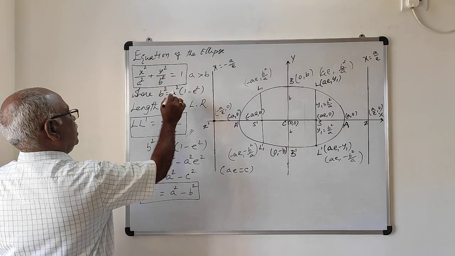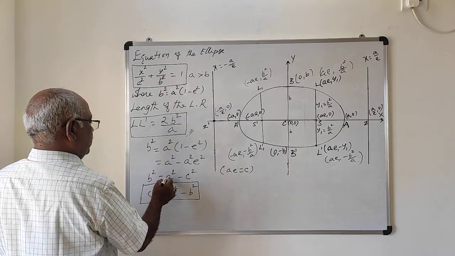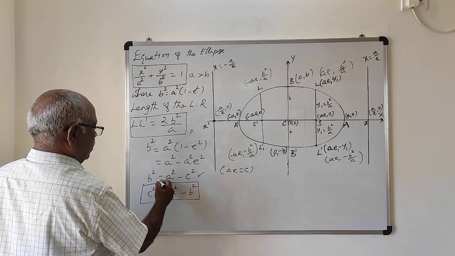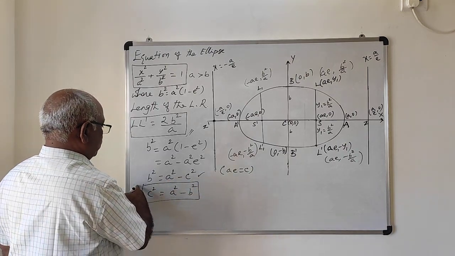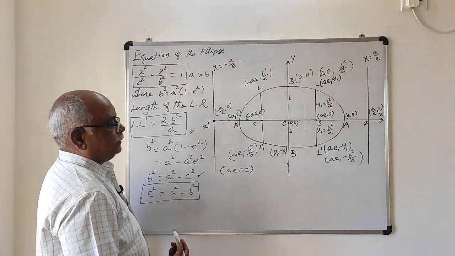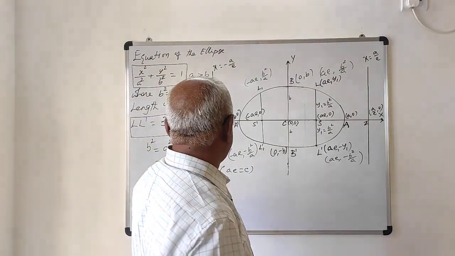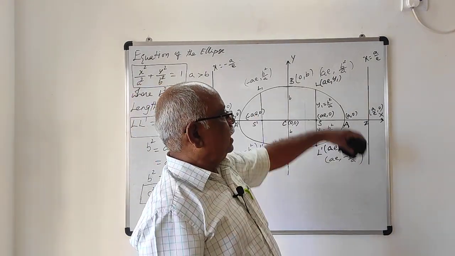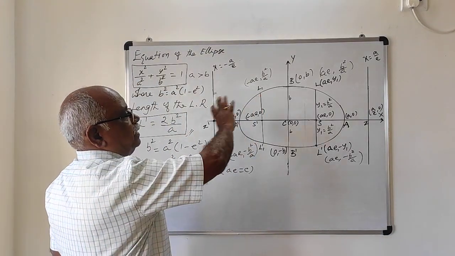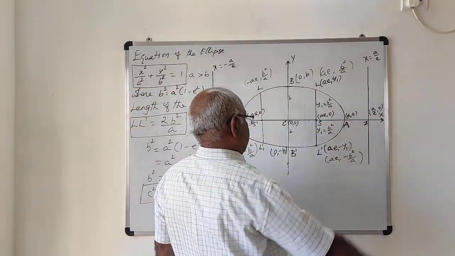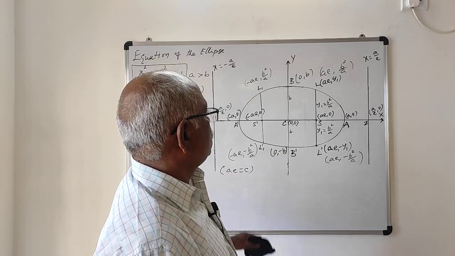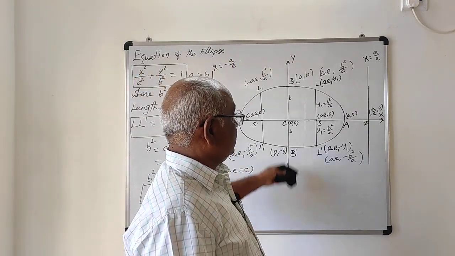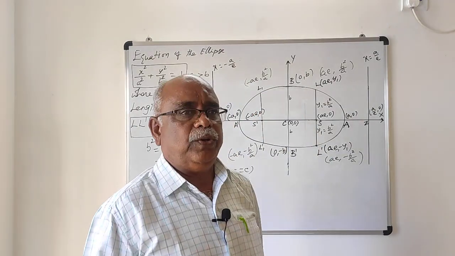B square is A square minus C square, and C square is A square minus B square. This point you also have to remember. I replaced AE by C. This is the idea of the ellipse where the major axis is along the x-axis. We will stop here, and if the major axis is along the y-axis, what the equation of the ellipse is, we will see in the next video. Thank you.